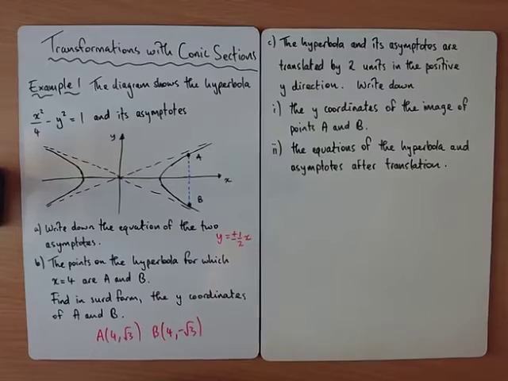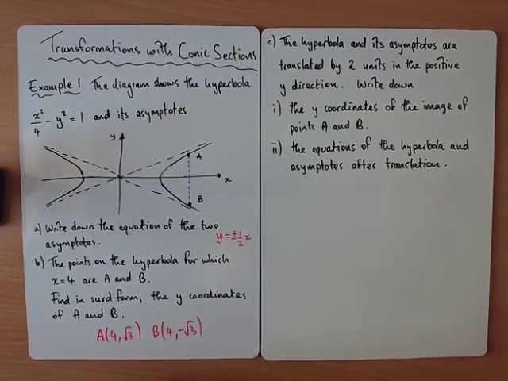So the next part of the question is where we think about the translation. And it says the hyperbola and its asymptotes are translated by 2 units in the positive y direction. Write down the y coordinate of the image of the points A and B. And then we also want to think about algebraically what happens to the equations of the hyperbola and the asymptotes after the translation.